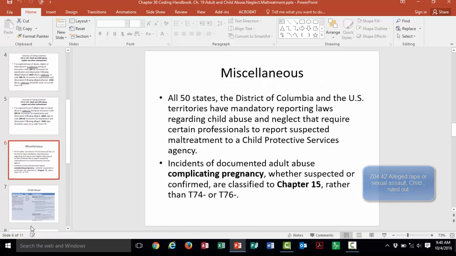A reminder that all 50 states and the District of Columbia, the territories of the United States, have mandatory reporting laws regarding child abuse and neglect that require professionals to report suspected maltreatment to Child Protective Services. That's why it is so important that we code these accurately. Incidents of documented adult abuse complicating a pregnancy, whether it's suspected or confirmed, does not go in the T74 or T76 category codes. It goes back to Chapter 15, which were our OB codes, where they have specific codes for instances of adult abuse complicating pregnancy.